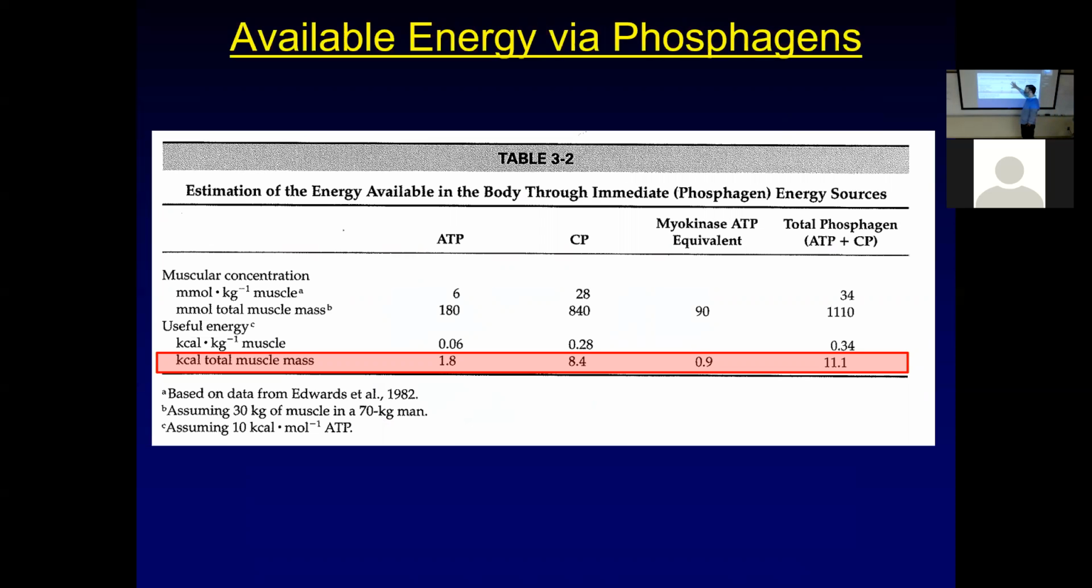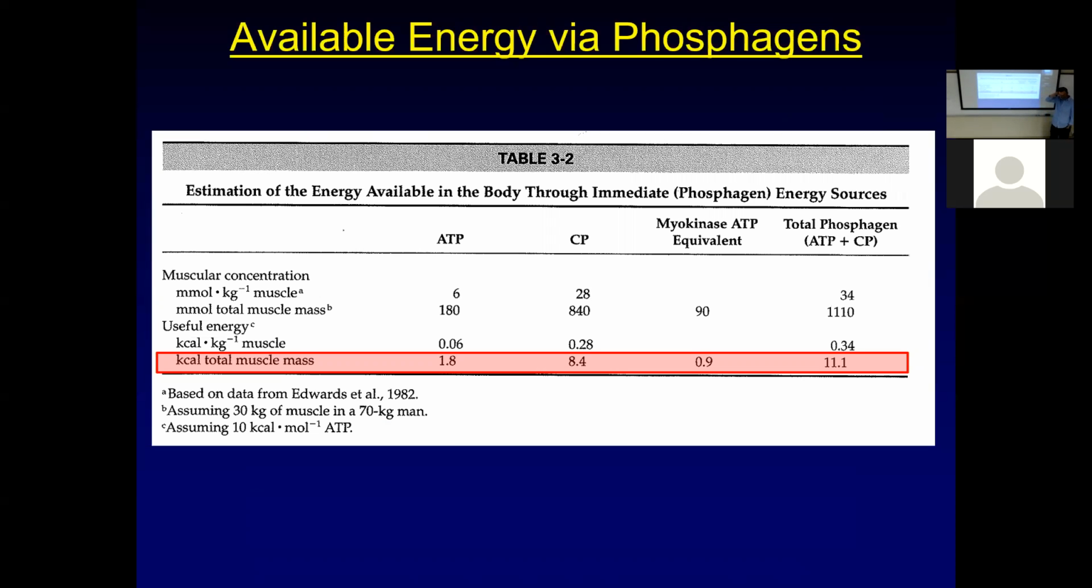Okay. So here's a table that I liked, and I was hopeful that what it would try to show you guys is just some general ideas of kcal total per muscle mass that we have available from these phosphagen energy systems. These are data that have been based on some very old studies, but I still liked it.